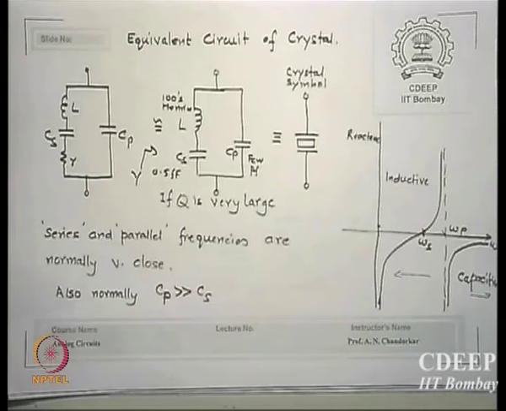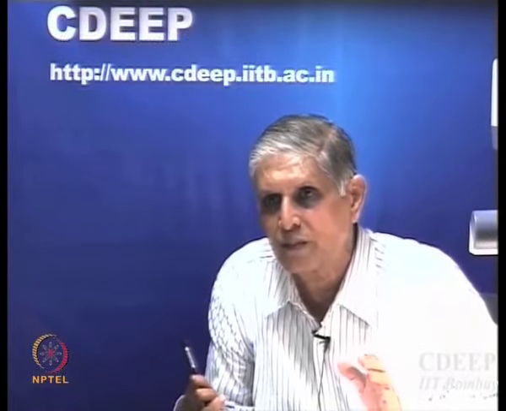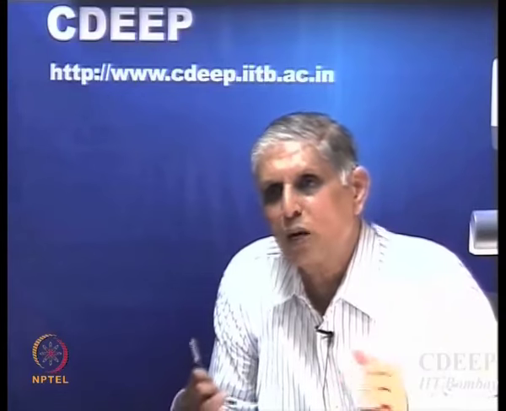Please remember, a tank circuit, even a series LC circuit is also a tank circuit, and it has its own 1 upon root LC as its frequency. Is that correct? It's called the series frequency. With the parallel combination, the 1 upon root LC that comes out is also for the parallel combination, and that is its parallel resonance. The reason why it is different will be obvious when I show you that.